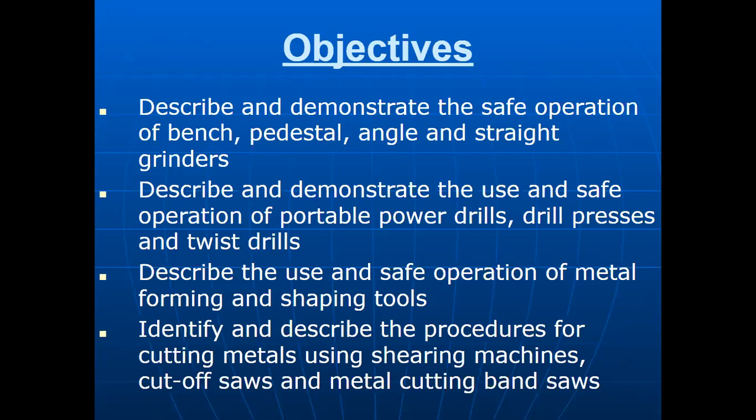Describe and demonstrate the use and safe operation of portable power drills, drill presses, and twist drills. So we got multiple ways of cutting holes and things as well. We can also use other things to cut holes in the shop, but this is kind of pertaining to the machines that we use. Describe and use the safe operation of metal forming and shaping tools. We don't have too many metal forming or shaping tools in here, but we do have some that we need to know about. Identify and describe procedures for cutting metals using shearing machines, cutout saws, and metal cutting band saws.